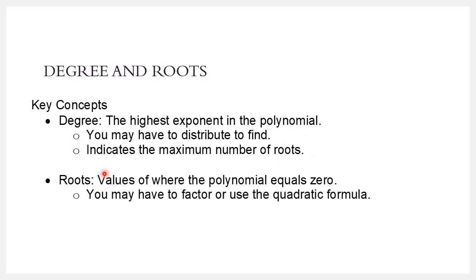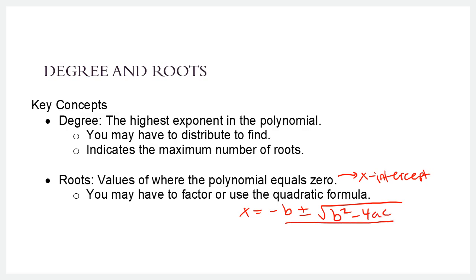And you're like, what's a root? Roots are the values of where the polynomial equals 0. So where our polynomial equals 0 is called our root. Essentially, this is our x-intercept. Okay? You may have to factor or use the quadratic formula to find your roots. So remember, the quadratic formula is x equals negative b plus or minus the square root of b squared minus 4ac, divided by 2a. So you may have to use that.